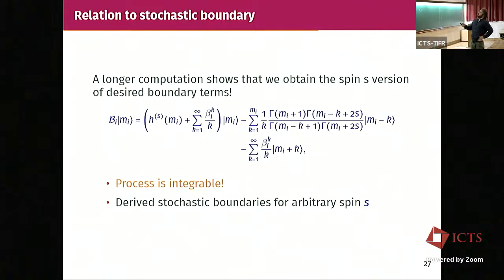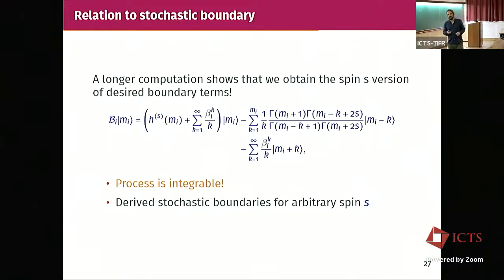Okay, so these are the boundary terms now, the stochastic ones. At the first and the last site, we remove particles with the same rate as the hopping rate in the bulk. And then we insert the particles according to this free parameter beta. So we have one beta for the left and one beta for the right. Okay.